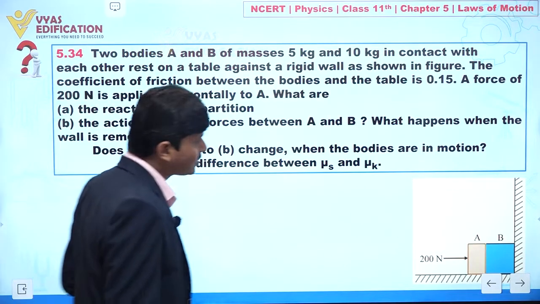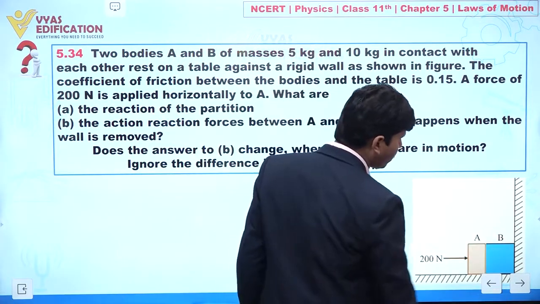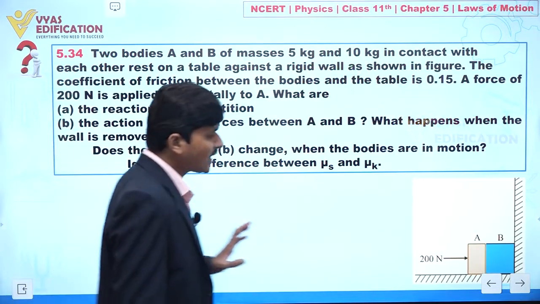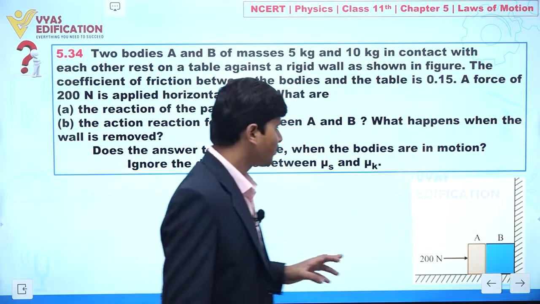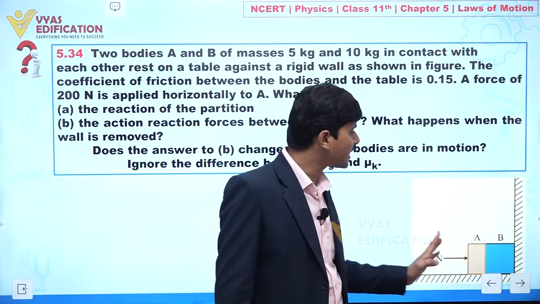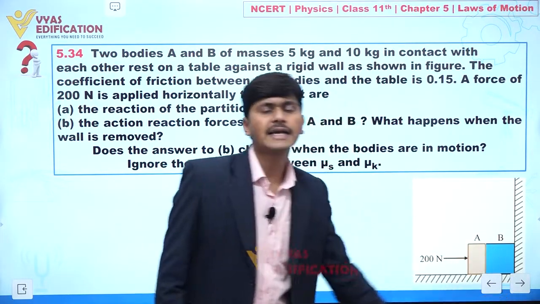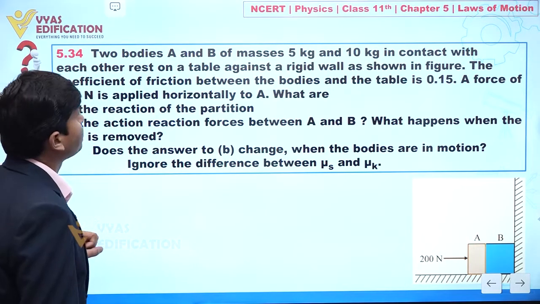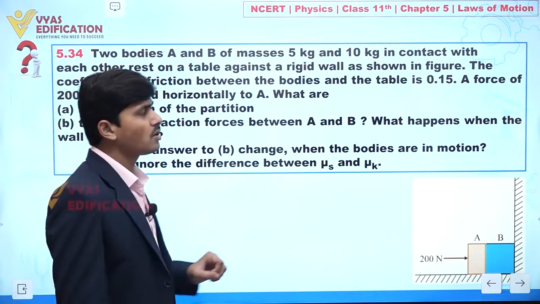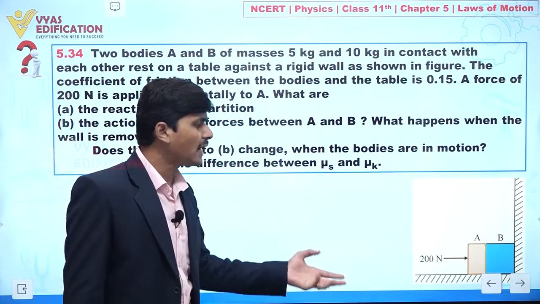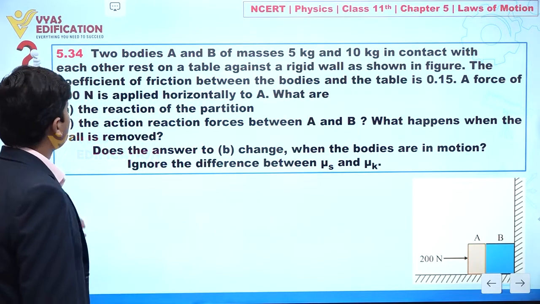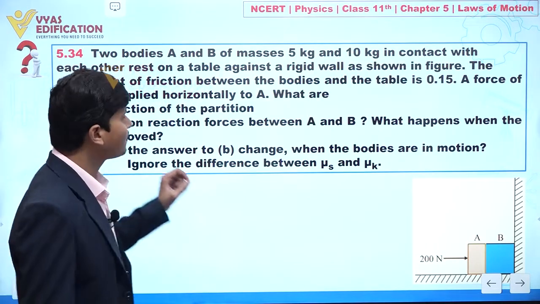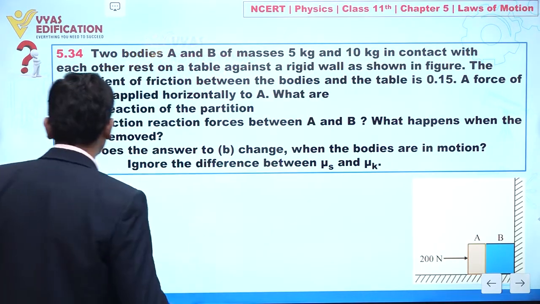Clear? You can see here we have two blocks, block A and block B. Now we are exerting a force of 200 Newton on block A, and it is placed against a rigid wall. This is given in the question. The coefficient of friction between the table and the blocks is also given. Our first objective in this question is to calculate the reaction of the partition. So now listen carefully.